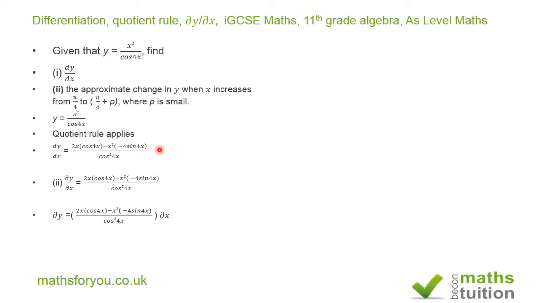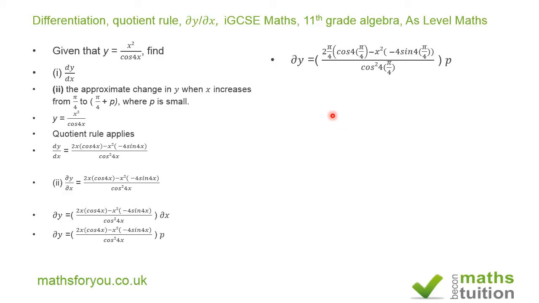Because delta x is the change in the x value, in this case we're changing from pi over 4 to pi over 4 plus p. So the change here is plus p. We now replace delta x by p, a very small change. The delta y then becomes 2x cos 4x minus x squared times minus 4 sine 4x divided by cos squared 4x, times p, p being the small change.